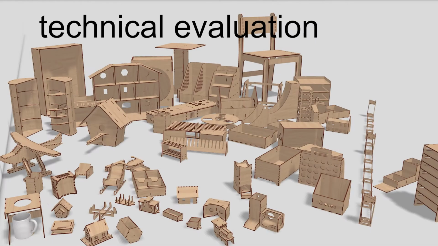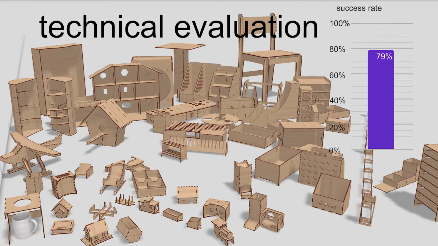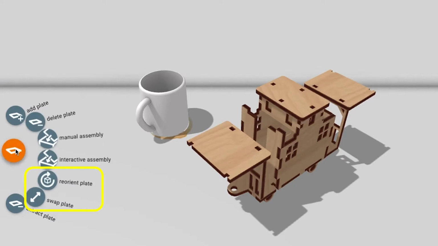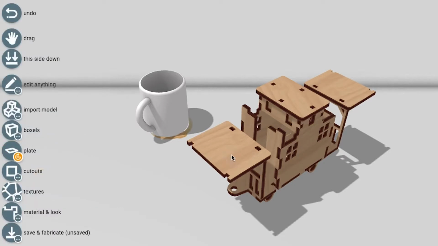In our technical evaluation with 66 models, autoAssembler achieved a 79% success rate in a median runtime of 0.3 seconds. autoAssembler completed an additional 18% of models by letting users manually disambiguate the results. For this purpose, we added 2 tools to the menu. Fixing a model required on average 2.7 clicks.